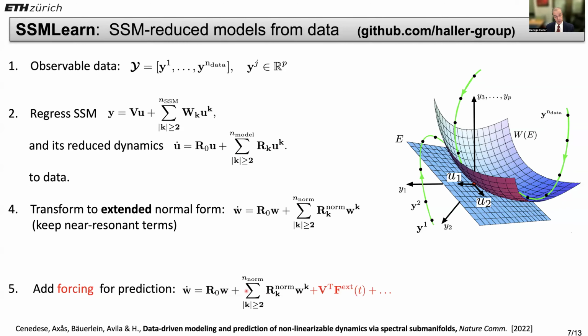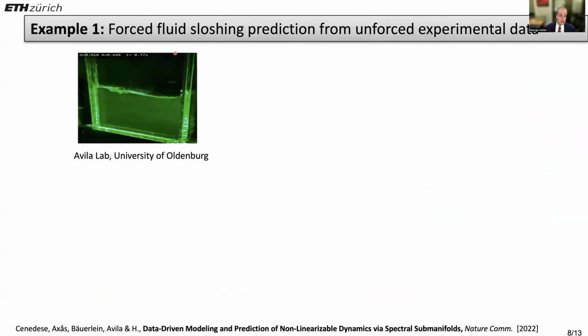You learn this part, the black part of the reduced equation, and you can symbolically add forcing to that, because we know how to add it: basically project it up to linear order to the spectral subspace and make predictions about the system that you have not seen, the forced system. And this was the first example in which we did that.